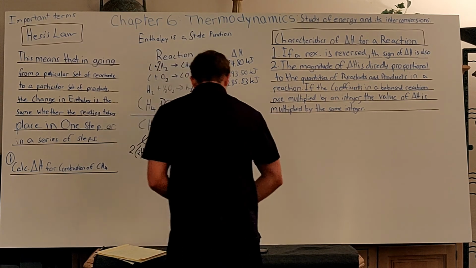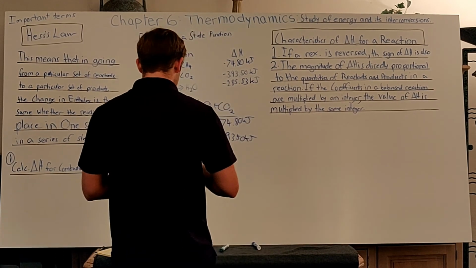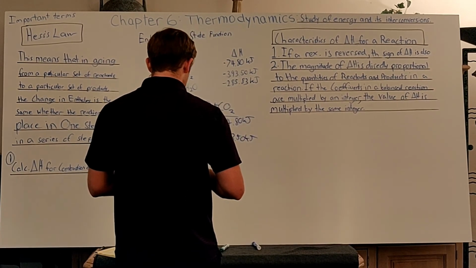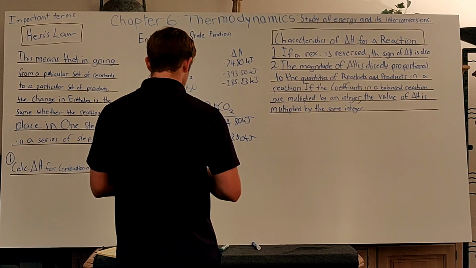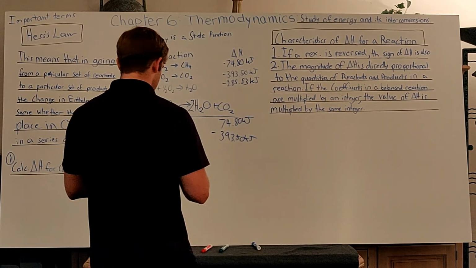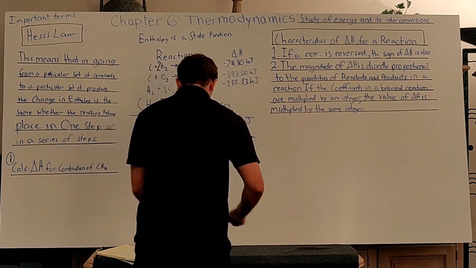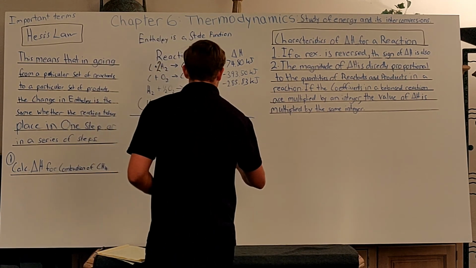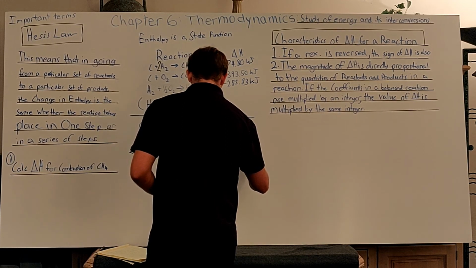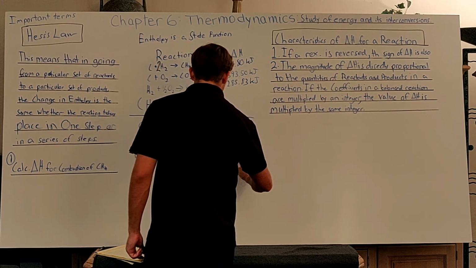And that is going to be, let's pull out a calculator. That's going to need to be 285.50 times 2, which is negative, now you're going to leave the sign, negative 571 kilojoules.